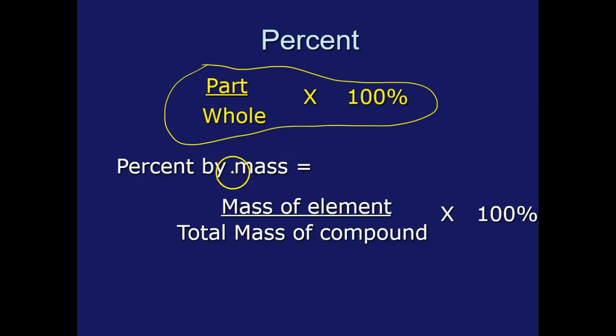Percent by mass means that since we have the part over the whole, we have the mass of the element over the total mass of the compound. When I talk about total mass of the compound, I mean molar mass. And we learned how to do that. That's where you break everything apart, multiply across and add down. Then you multiply it by 100%. So basically times 100 and you get your percentage.